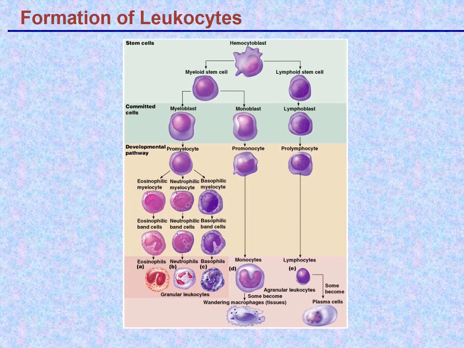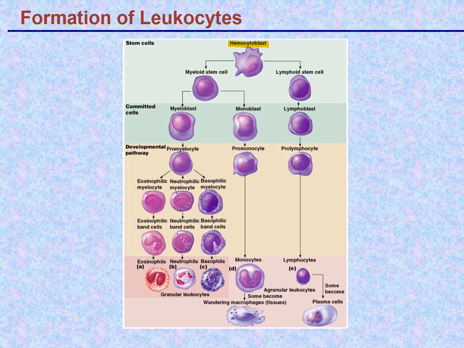This is a classic kind of chart showing overall hematopoiesis. It's leaving out, this is leukopoiesis actually. It doesn't include erythropoiesis or thrombopoiesis, which is production of platelets. Here you see the hemocytoblast. The stem cell is often called a pluripotential stem cell because it can lead to all of the different blood cells, including red cells and platelets.